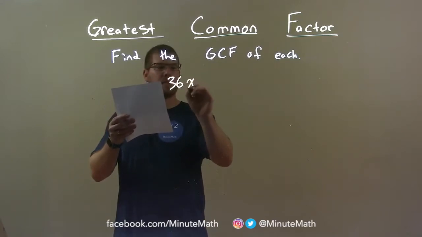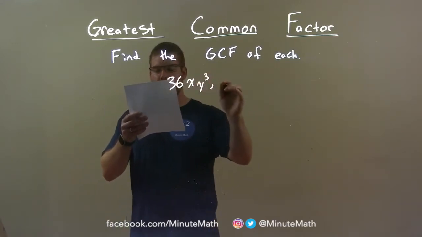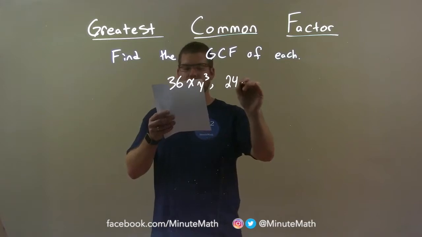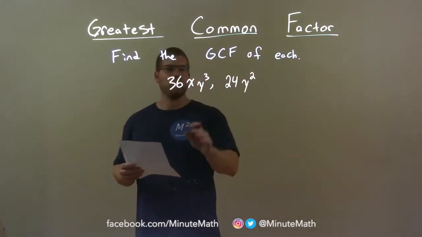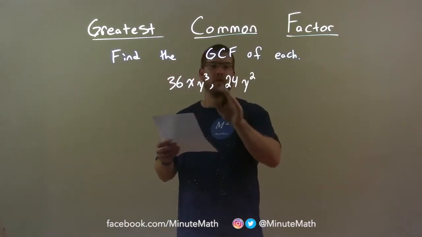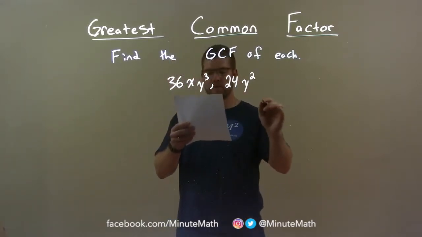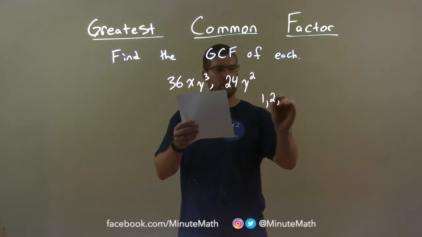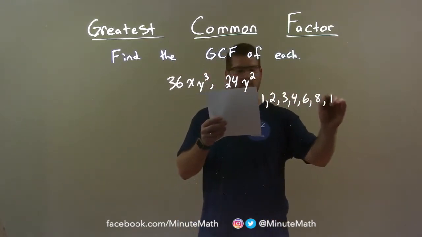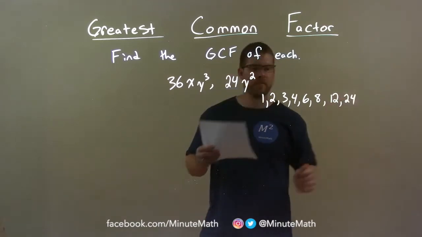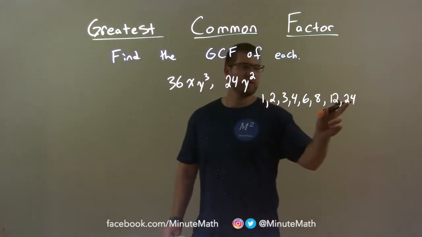36xy to the third and 24y squared. Okay? Well, first let's look at the numbers and let's find the factors of 24. It's the smaller of these two numbers. Factors of 24 are 1, 2, 3, 4, 6, 8, 12, and 24. Okay, so now I want to see which one's the largest one of these.